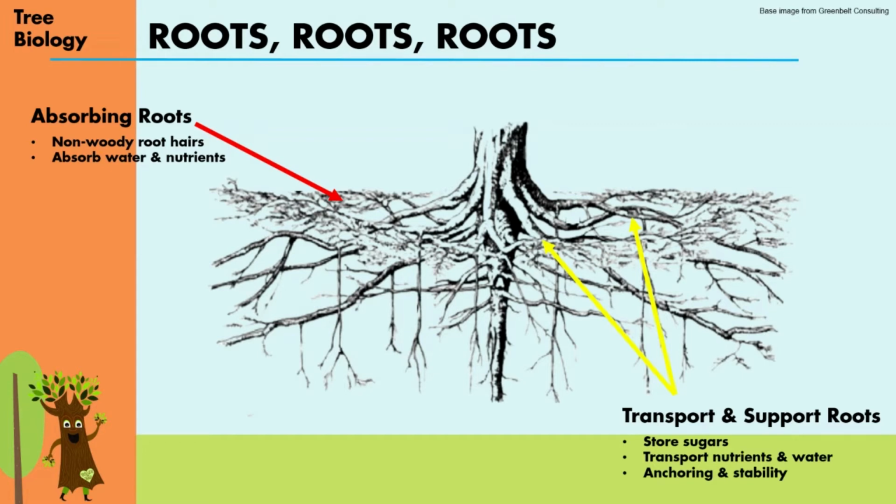Last, we have the taproot. This is the first root to develop when the tree is a seedling. It also provides some anchoring and stability. However, there are a few tree species that hold on to their taproot, while many others eventually get rid of it.